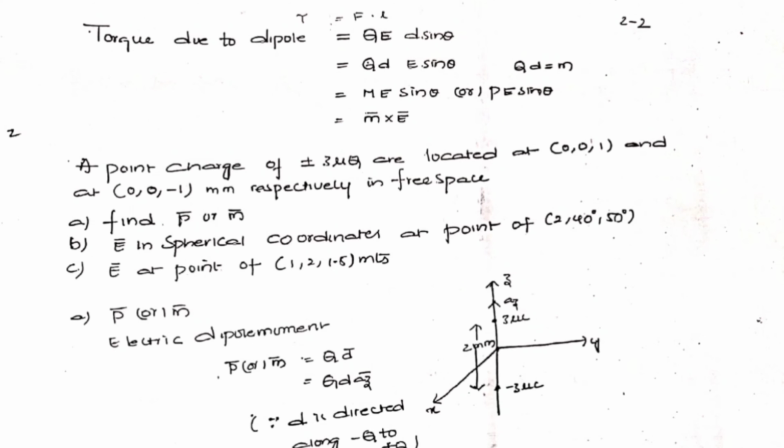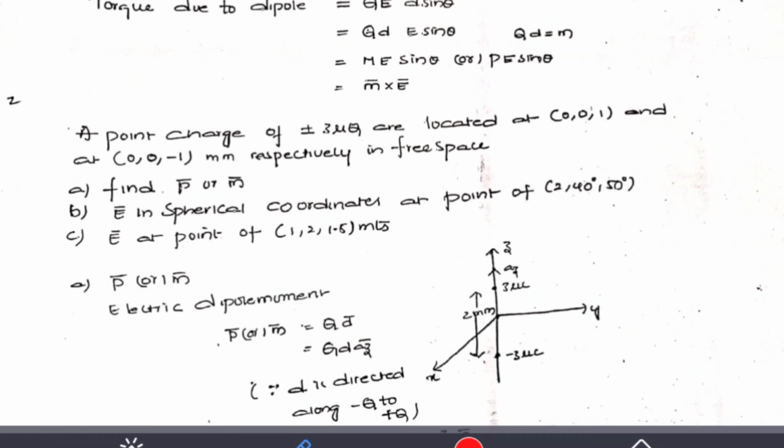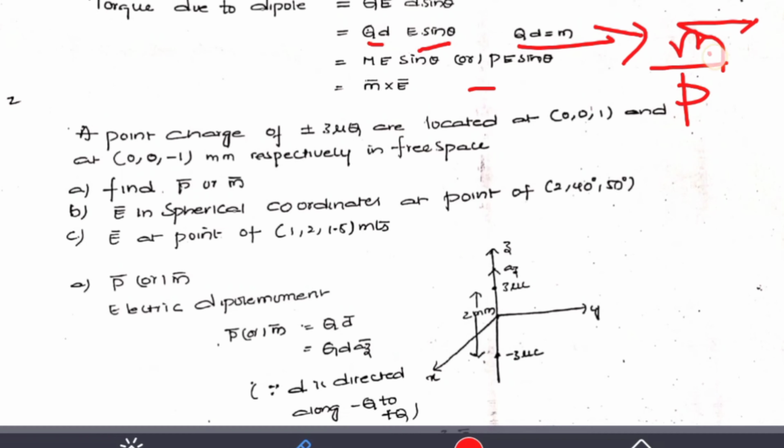Now torque equals force into distance, therefore torque due to dipole equals Q into E. F we already know is QE, into d sin theta, since L can be written as d sin theta. That gives Q d E sin theta. Q d is equal to M. What is M? It is known as dipole moment. M is a vector. M E sin theta, or it can also be indicated as P, the dipole moment, P E sin theta.